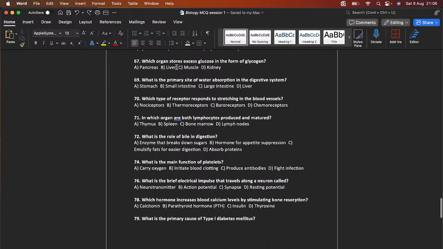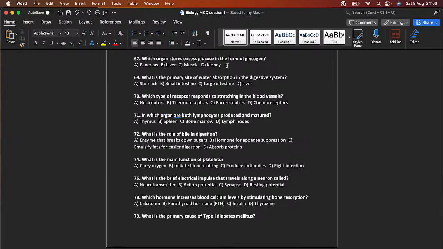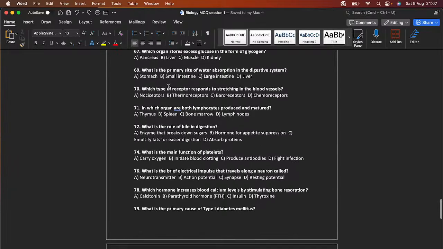Which organ stores excess glucose in the form of glycogen? So I mentioned a couple of organs earlier that are used basically for the storage of glucose, which is liver and muscle. But in this case, if we have to look at this question, the right answer would be liver. Okay, the liver is the one that usually stores excess amount of glucose as glycogen.